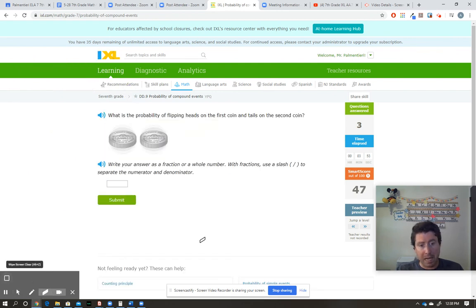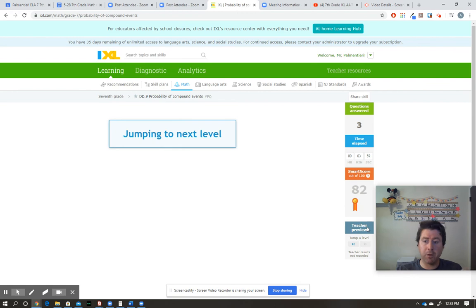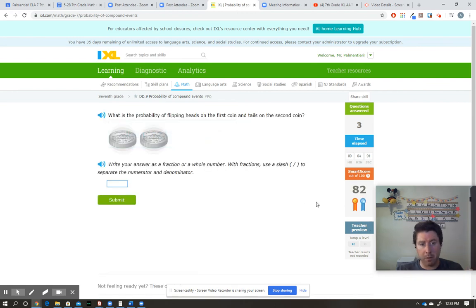So this kind of goes back to the other IXL where there are little riddles for you to solve within the problems. But with compound probability, you're timesing together your probabilities. All right, so here's one. What's the probability of flipping heads on the first coin and tails on the second coin? Well, it's 1/2 for both. So you've got to do 1/2 times 1/2, which would be 1 over 4. If I can type that in correctly.